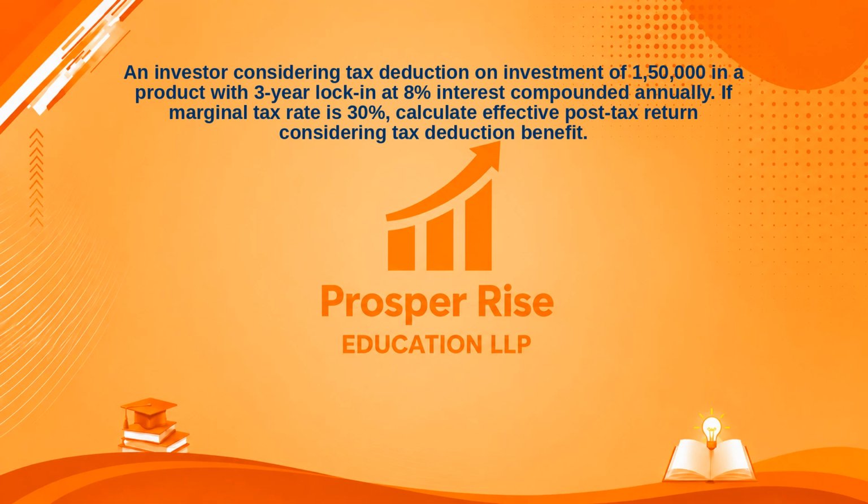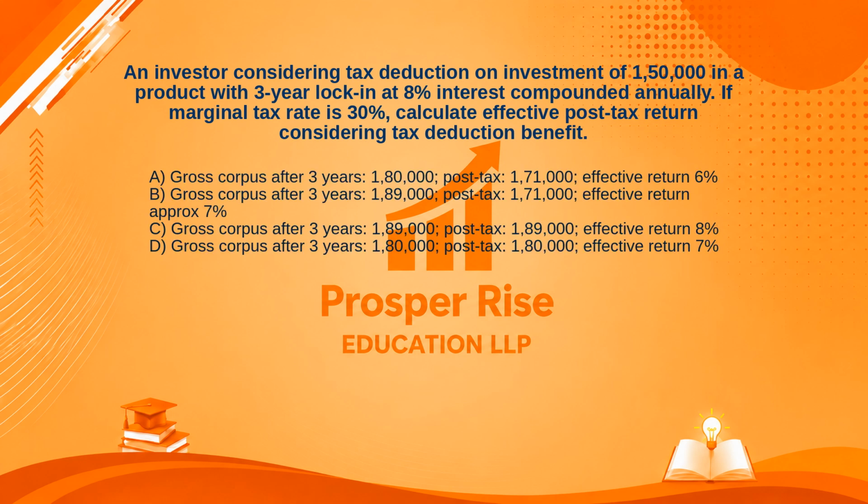An investor considering tax deduction on investment of 1,50,000 in a product with 3-year lock-in at 8% interest compounded annually, if marginal tax rate is 30%, calculate effective post-tax return considering tax deduction benefit. Here are your options. A.